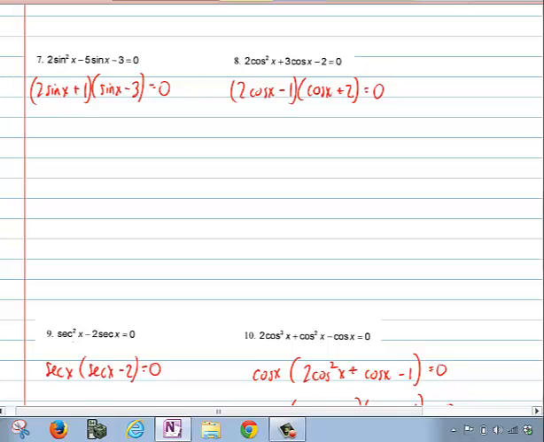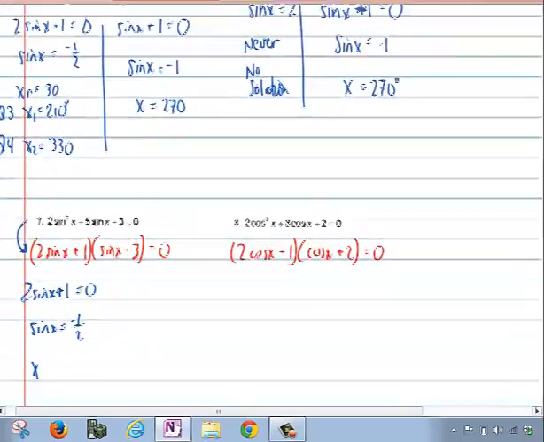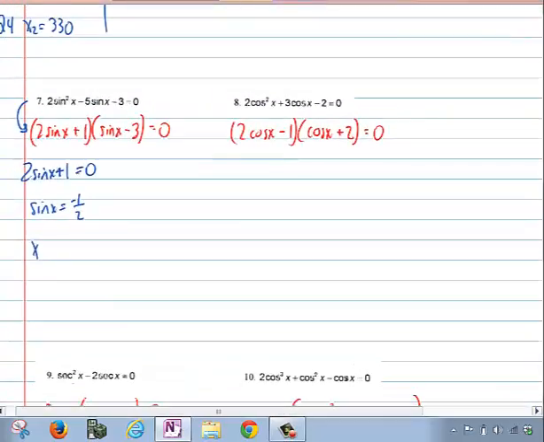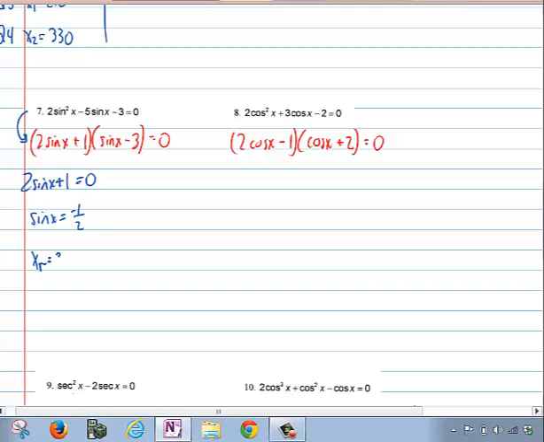Moving down to number 7. After fully factoring that, we have another problem to solve. When is 2 sine of x plus 1 equal to 0? Just as we did before, that's looking for the sine of x equal to negative 1/2, and we just did this one. I feel like I've done the same exact problem, but it is in fact different. The reference angle is 30 again. The first solution is 210, and the second solution is 330 in quadrant 4.